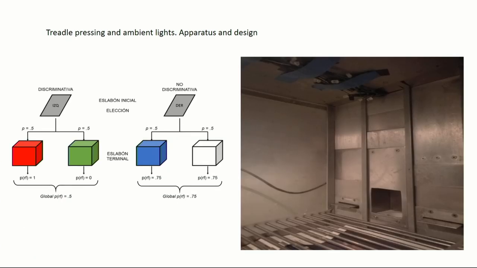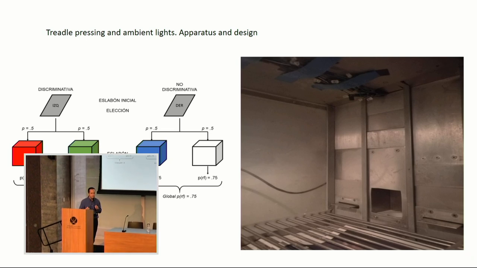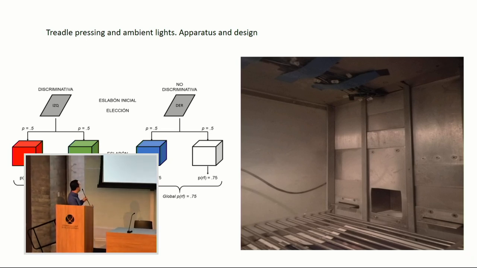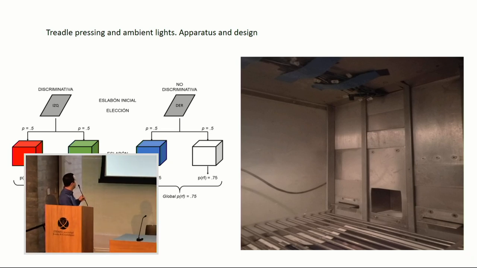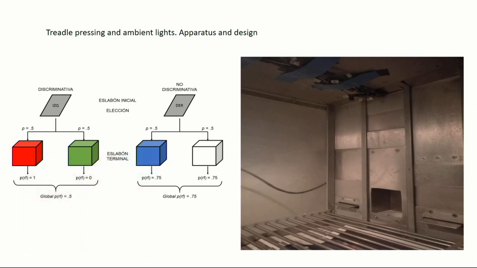Another possibility for decreasing the incentive salience is to change the stimuli. In this experiment, instead of localized stimuli in the keys, we had ambient stimuli. LEDs were attached to the ceiling of the chamber, so the entire chamber could be illuminated red, green, blue, or white. And we made the typical suboptimal choice experiment.